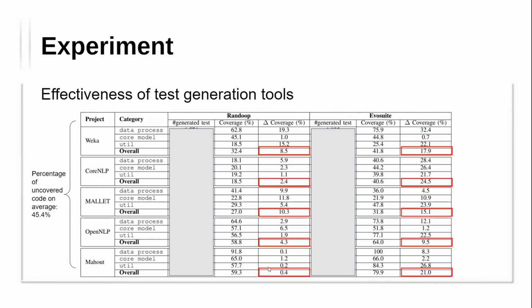But we also see some cases where it doesn't quite work. For example, here in Mahout, you only have a 0.4% increase in coverage, which is basically nothing at all. As an aside, the authors also noted that the average percentage of uncovered code was about 45.4, which is pretty significant if you consider that the average coverage of general open source projects is about 70%.